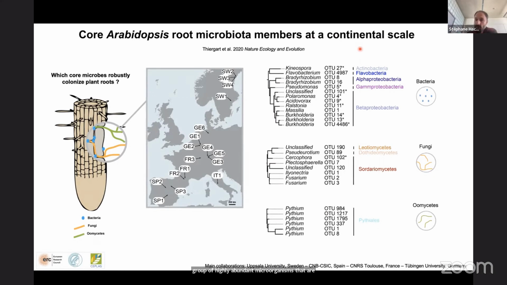These core microbiota members are quite diverse for the bacterial microbiota and less diverse for the fungi and the oomycetes, mainly belonging to Sordariomycetes for the fungi and Pythiales for the oomycetes. Interestingly, when you look at the names of these filamentous eukaryotes, they have been extensively described as pathogens, especially of Arabidopsis. I will come back to this during my talk.